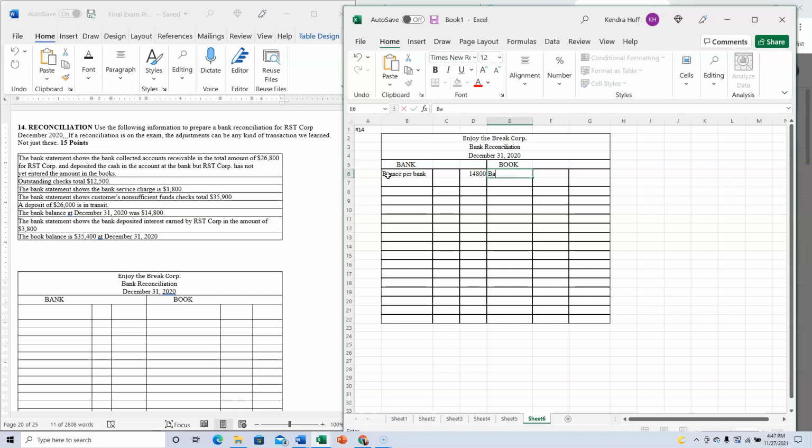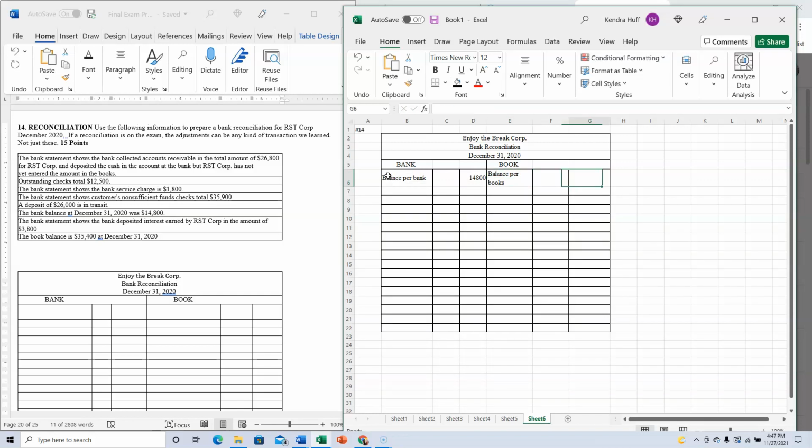And the balance per books, that's the very last one, is 35,400. And remember, we have to make those two equal. I don't know why there's an extra line here. Oh, you know what? Because I can do like add. I can have additions, and then I'll have deductions at some point. We'll put that in a minute.